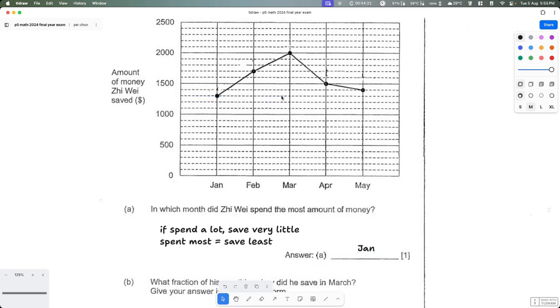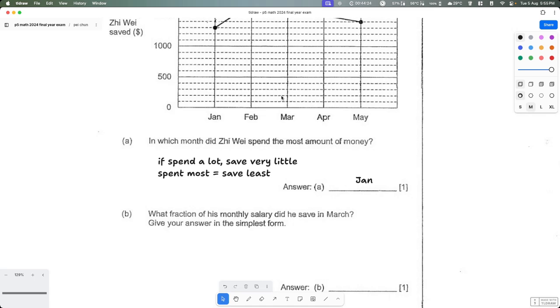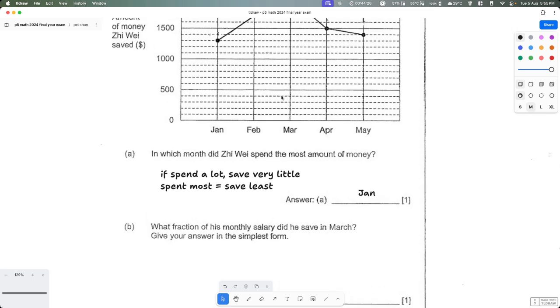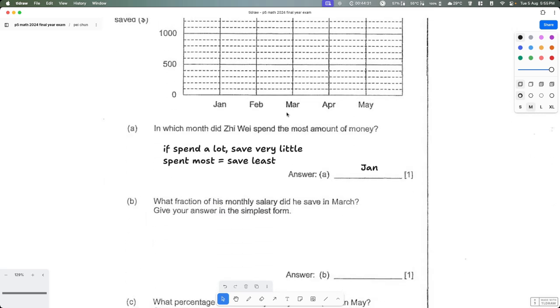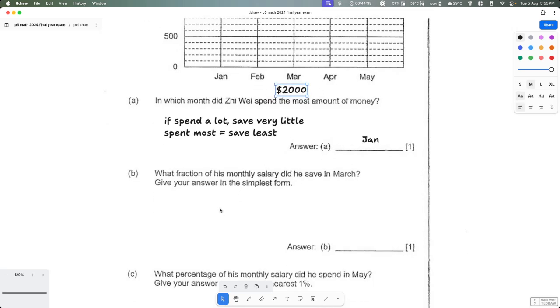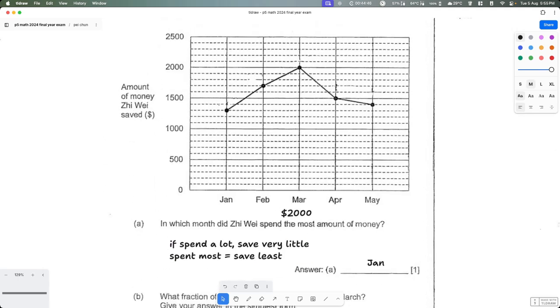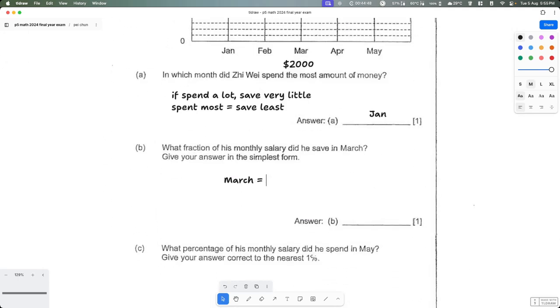All right, so let's move on. What fraction of his monthly salary did he save in March? Give your answer in the simplest form. In March over here is $2,000. Dollars 2,000, not 200, 2,000. That's a lot. So what is the fraction? March is equal to 2,000 divided by 2,400.